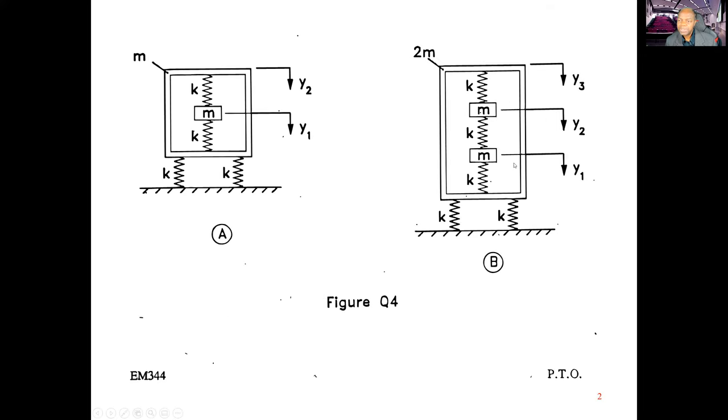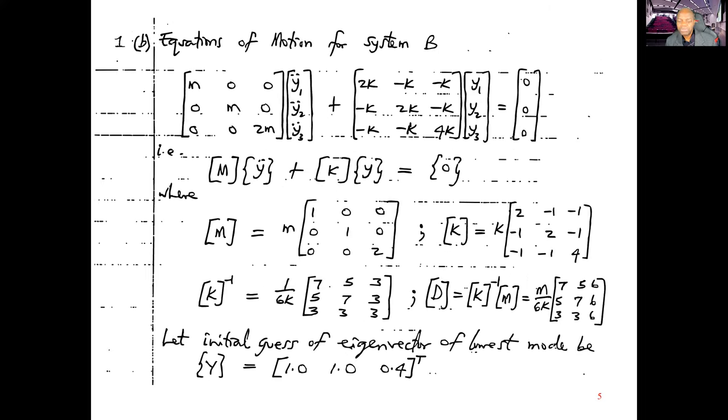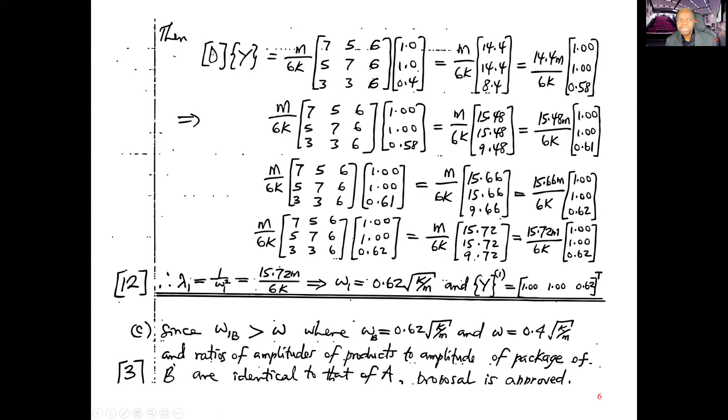So as before, I've assumed that the masses attached to coordinates 1 and 2 are more mobile, so I've assigned them a relative amplitude of 1 each. For the mass attached to coordinate 3, I've assumed that its mobility is restricted, so I've assigned it a relative amplitude of 0.4. So starting with this trial vector, the first line of my iteration will be this: dy equals M over 6K, matrix 7 5 6, 5 7 6, 3 3 6, times this trial vector 1, 1, 0.4.